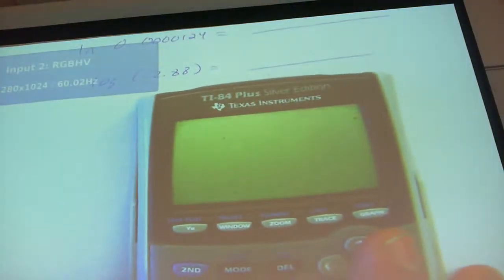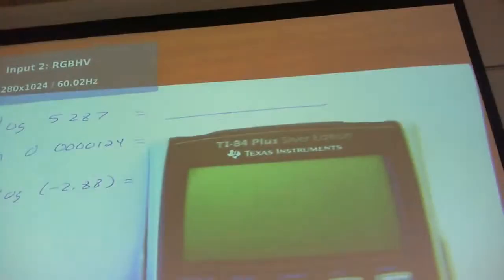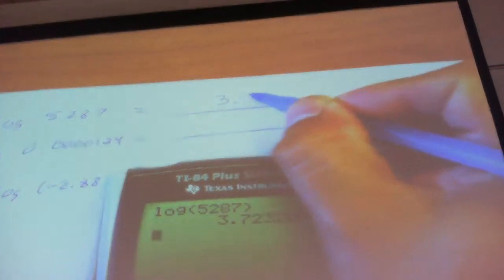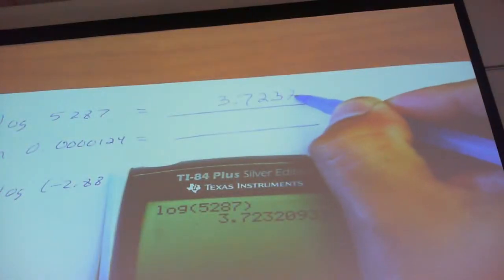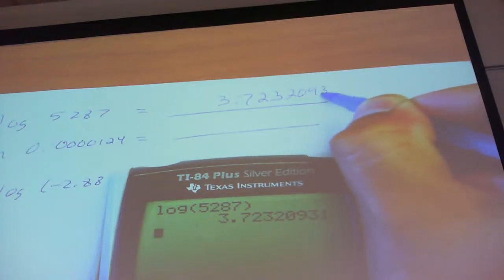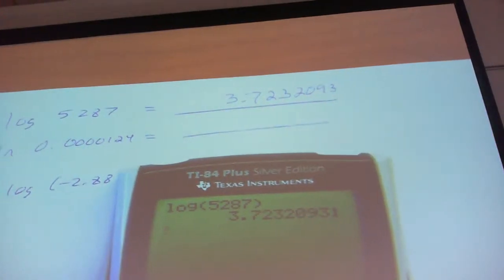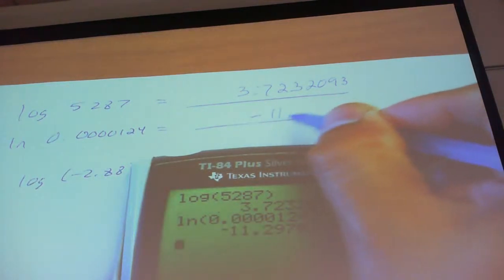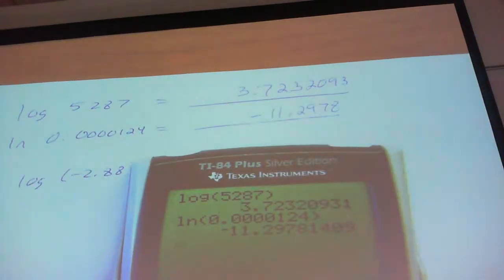Okay, so in the calculator, let's do that first one. If I do log of 5,287, that will give you 3.7232093, and it keeps on going and going. If I did natural log of 0.1234124, that would give you negative 11.2978, and it keeps going.